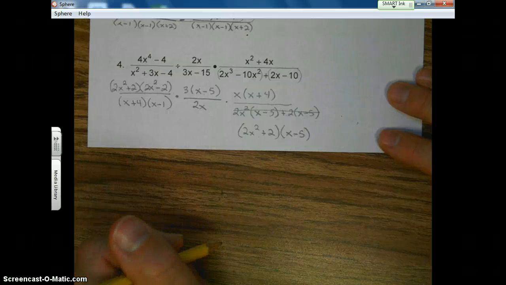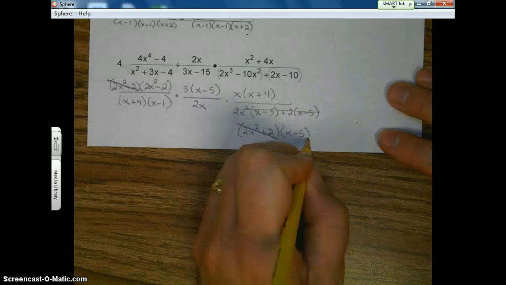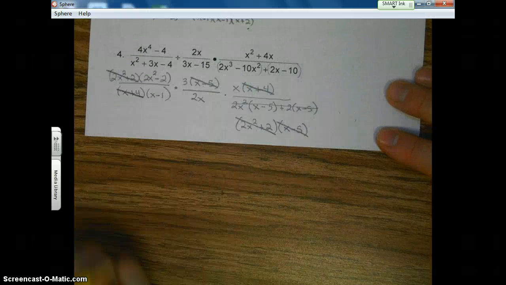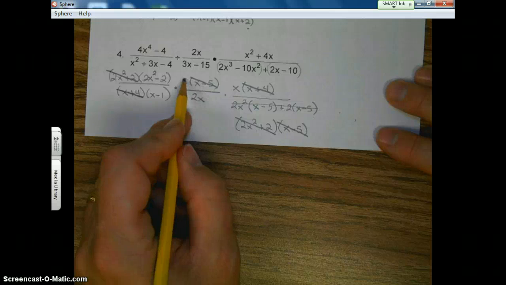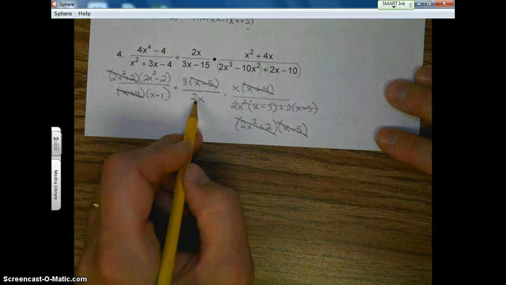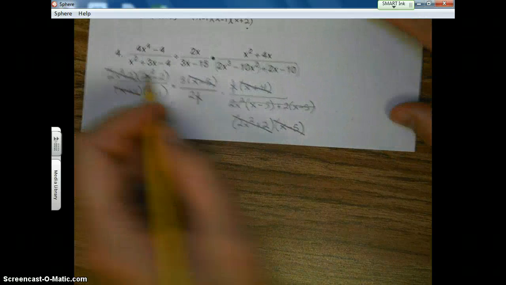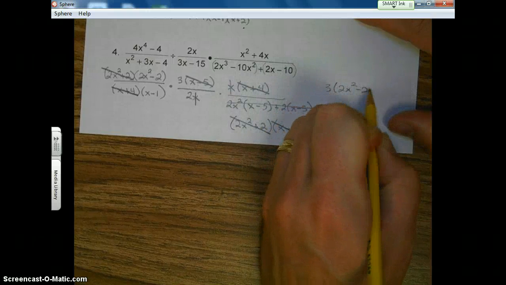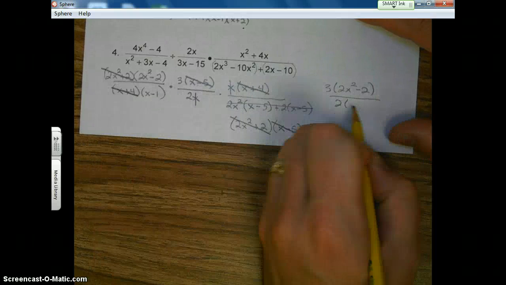Now we're going to go ahead and do some canceling. Well, I see a 2x² + 2 here and here. An x - 5 here and here. I see an x + 4 and an x + 4. So I'm starting off with my groups, and I think that's good for groups. Now let's look at terms. 3 and 2, nope, can't reduce that. 3 over 2. x and x, yep, those two can cancel. So on top we're left with 3 times 2x² - 2 over 2 times x - 1.